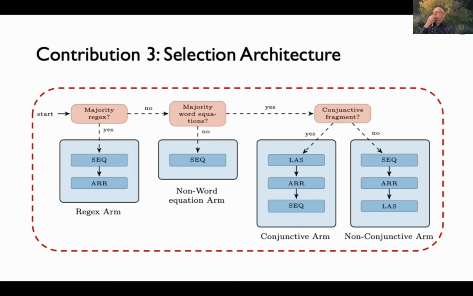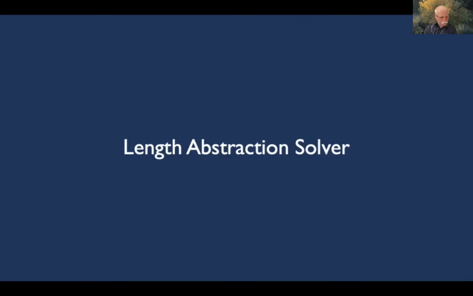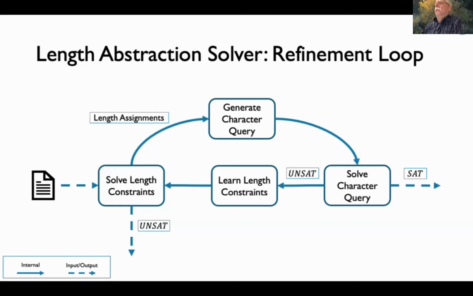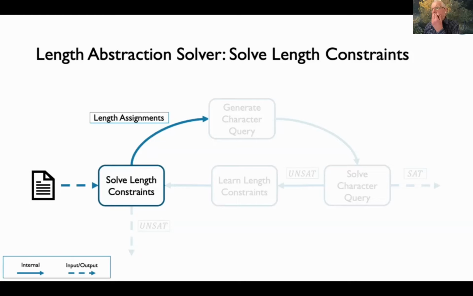And the last contribution we'll describe is the overall architecture that combines the individual pieces of our approach. So first, let's talk about the length abstraction solver. At a high level, the length abstraction solver is an extremely simple refinement loop, which you can think of as guessing string lengths and then checking if there is a solution to the fixed length version of the input query.